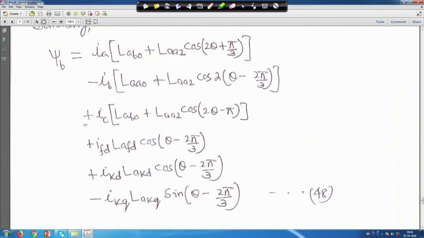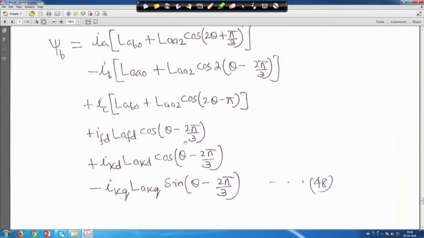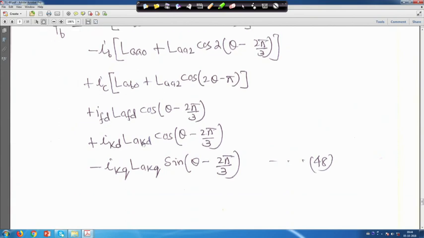Then plus IC into LAB0 plus LA2 cos 2 theta minus pi, plus IFD LAFD cos theta minus 2 pi by 3, plus IKD LAKD cos theta minus 2 pi by 3, minus IKQ LAKQ sin theta minus 2 pi by 3. Whenever you are going through this equation and these things, the first thing is that figure 9 should be there in front of you.